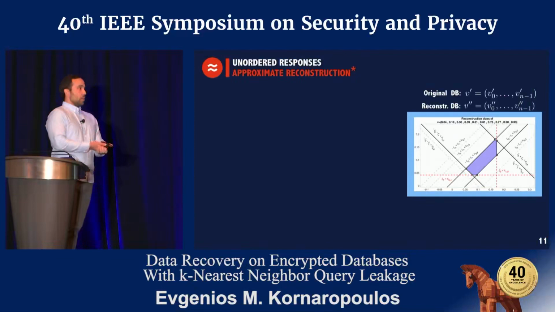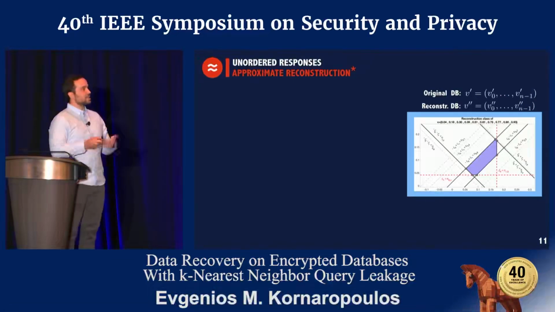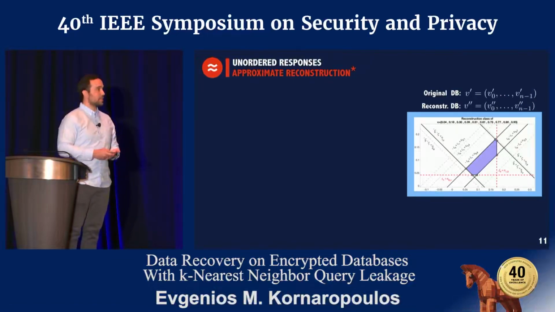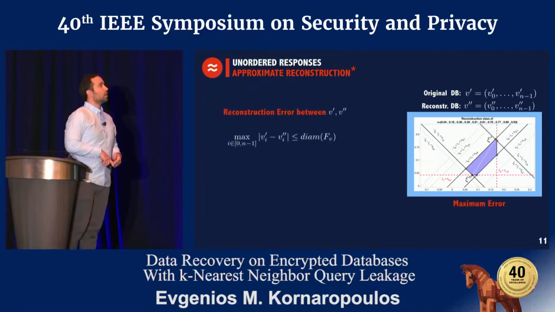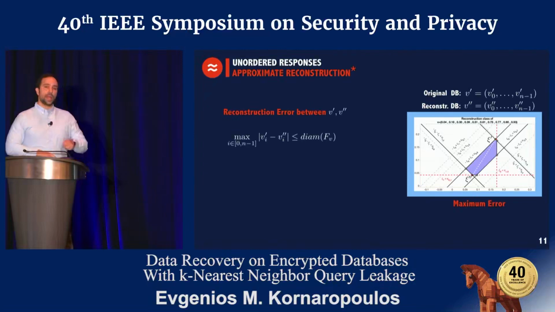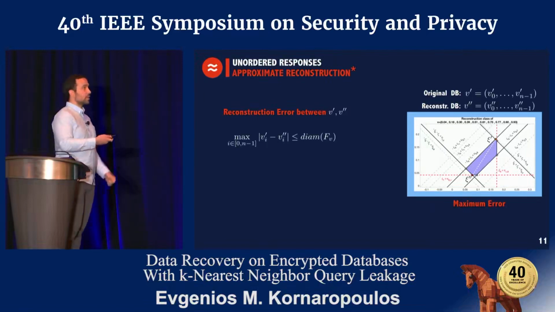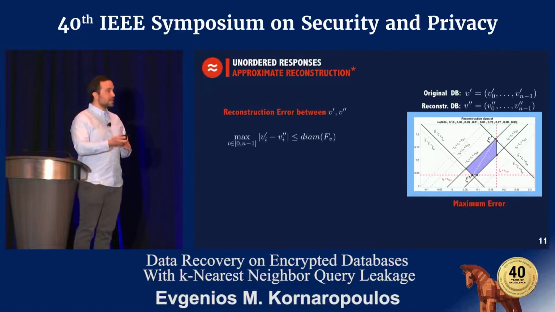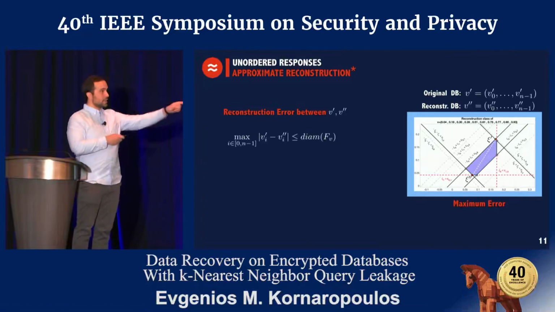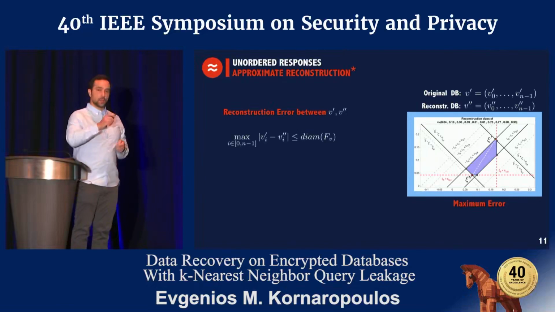Let's define the error now. Let's assume that the original database is v prime and the reconstructed database is v double prime. And this is the polygon that we're familiar with. The error in our work is defined as the maximum absolute distance between any original underlying plaintext value and the reconstructed value. And in our work, we show that this is upper bounded by the diameter of the polygon that we defined. Diameter is the maximum Euclidean distance in the polygon that you see there, and it's indicated with this white dotted line.